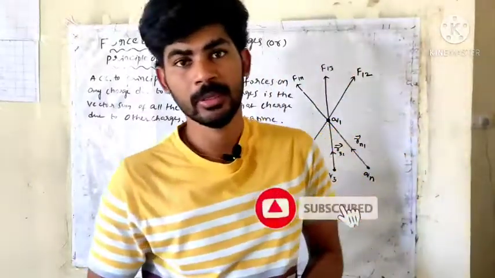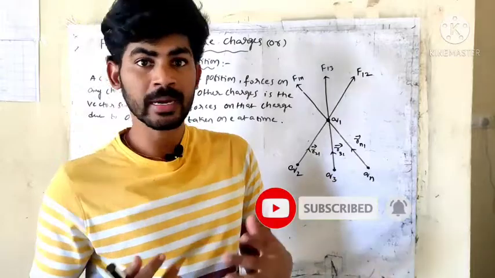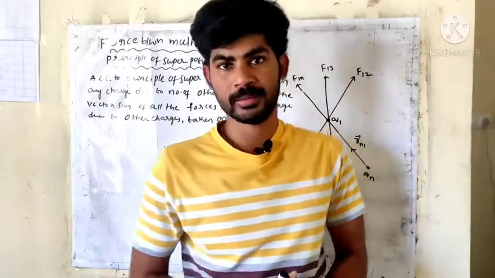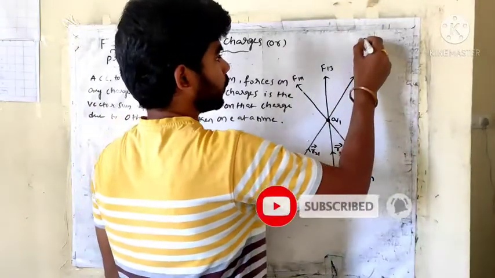Hi everyone. Today we are discussing chapter 1, part 4. In part 3 we already discussed Coulomb's law, permittivity of a medium and relative permittivity. So this is the part 4 video.